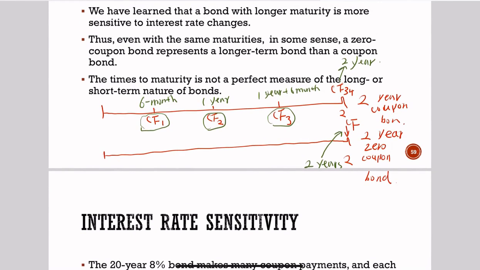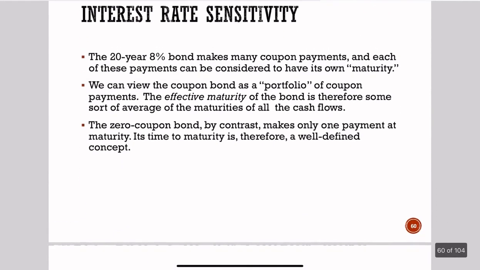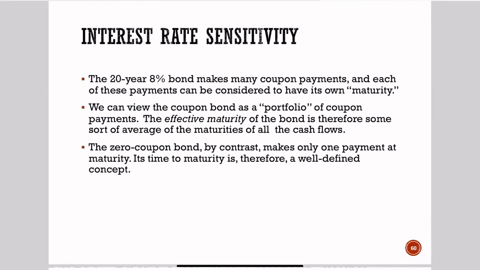So this gives you an idea that the effective maturity of the 2-year coupon bond is actually lower compared with the 2-year zero bond. The reason is because this 2-year coupon bond has coupon payments. And these coupon payments have lower maturity compared with this zero coupon bond. So the average maturity of the 2-year coupon bond is smaller than 2 years, right? Okay. Let me summarize this insight here. It's pretty important.